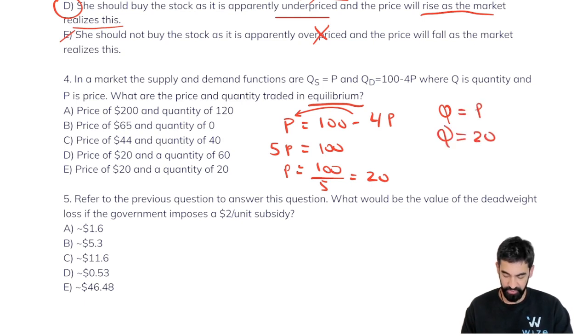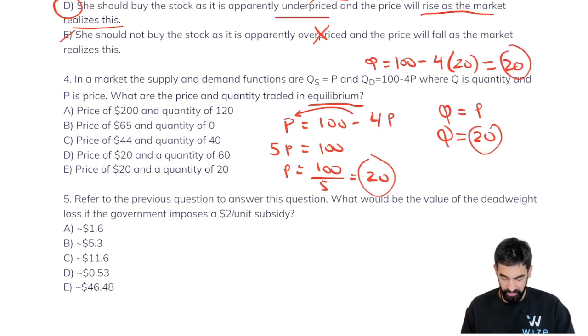Or you could plug it back into this one, and you would get Q equals 100 minus 4 times 20, which is also 20. So either way, you should get the same answer. So the P is 20 and the Q is 20. That's E.